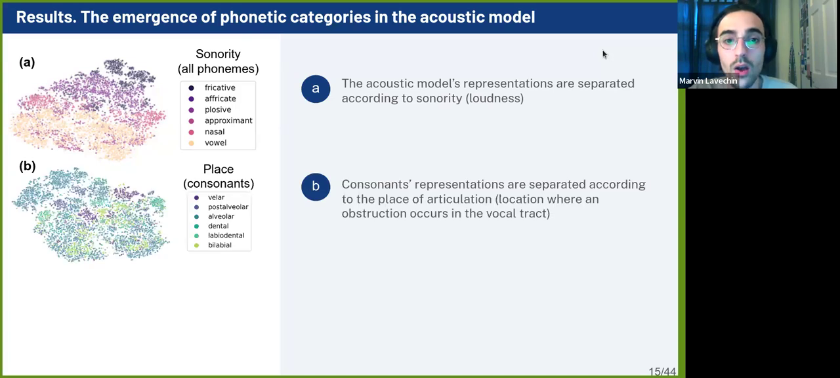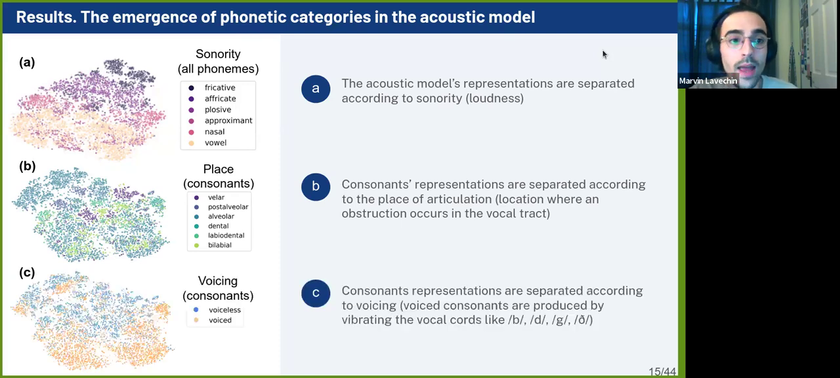Regarding consonants, they are separated according to the place of articulation. We observe that consonants are also separated according to voicing. So this is t-SNE plots. In a nutshell, it seems that the learned representations at the phonetic level are relatively abstract and they share some common properties with phonetic categories, although our model has never received any phonetic categories.